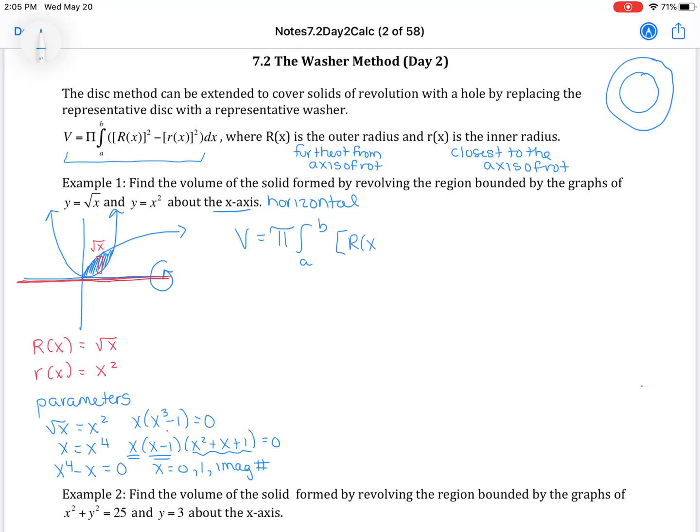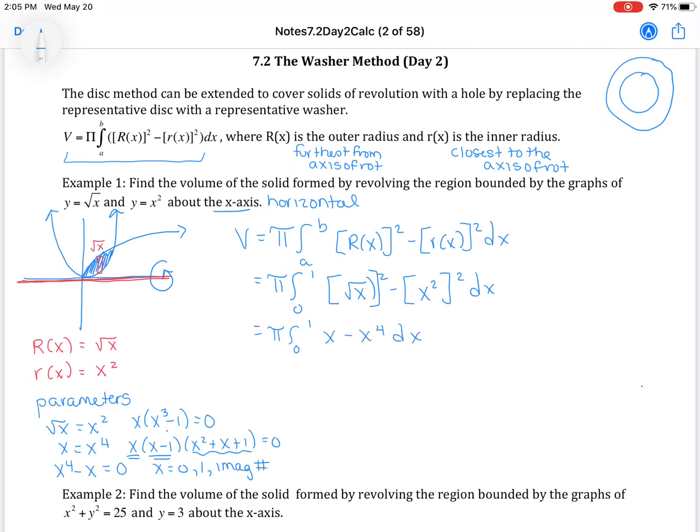So we know it's horizontal, which means here's our equation. So we have uppercase r of x squared minus lowercase r of x squared dx. So we can sub in our parameters, which go from 0 to 1. Uppercase r of x is square root of x. Lowercase r of x is x squared. Make sure, again, you're squaring them. So step 1 is to square them. So we get x minus x to the fourth.